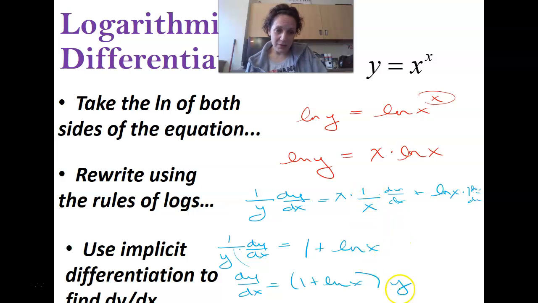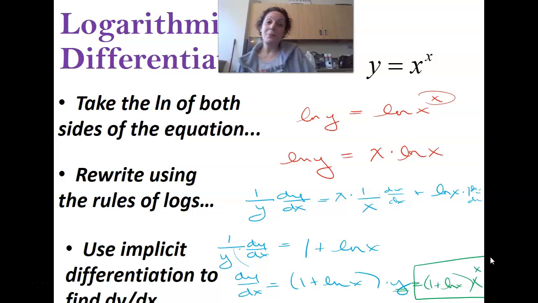So the fact that we have this y sitting here is kind of a no-no, right? But it's a real easy fix because we know what y is equal to. So literally all we have to do is rewrite this, 1 plus the ln of x, and replace that y with what we know it to be equal to, which is x to the x. And there we have it. There's our derivative.